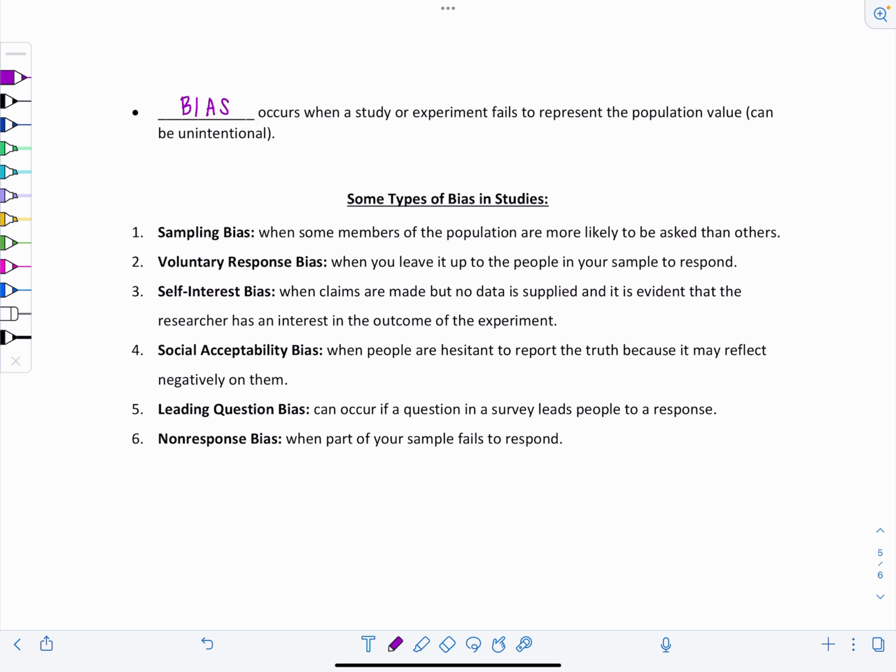Leading question bias, this can occur if a question in a survey leads people to a response. So this is done in a very calculated way where the researcher will pose the question in a particular fashion so that people are more inclined to respond in a certain way than another. And then lastly, there's non-response bias, which is when part of your sample fails to respond. So that can make things difficult because then you have a whole chunk of the population that's not being represented. Okay.